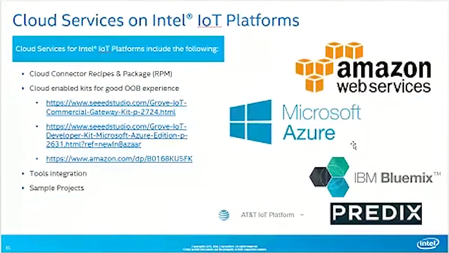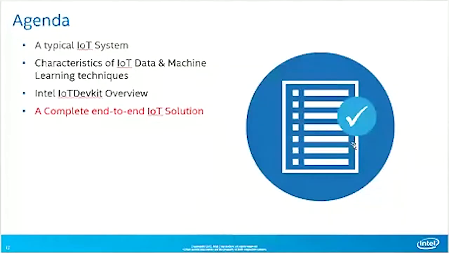Again, lots of cloud services are available: Amazon Web Services, Microsoft Azure, IBM Bluemix, GE Predix, or AT&T. All of these systems are available here. A complete end-to-end IoT solution is the next topic, the last one here.